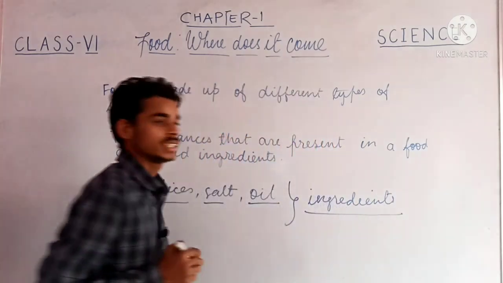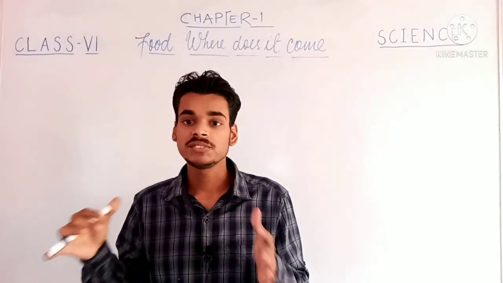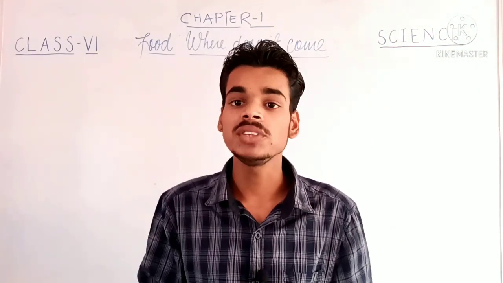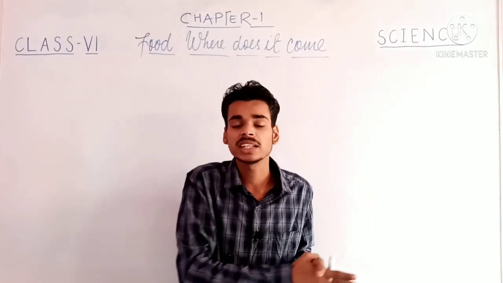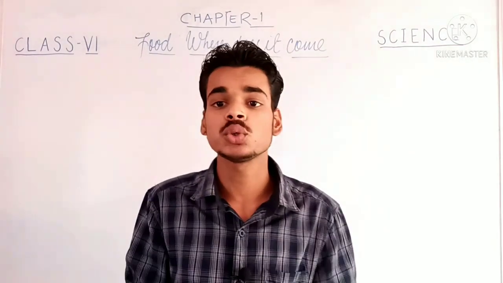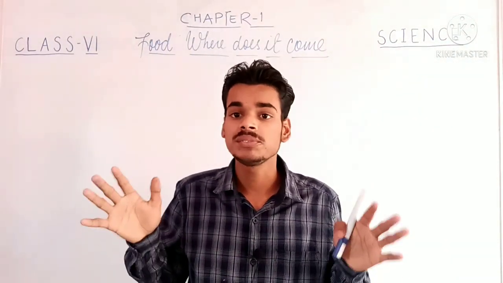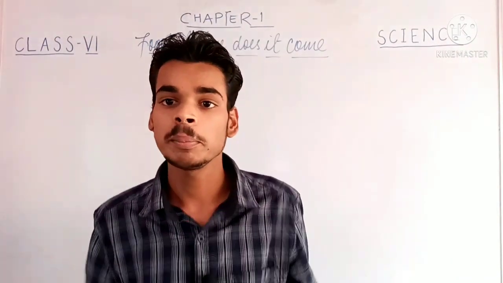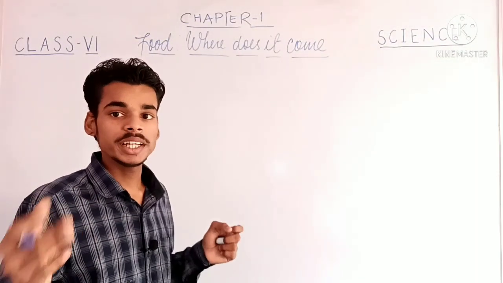Different food materials are obtained from different sources, like the egg we eat is obtained from the hen, and the rice we eat is obtained from plants. So different food materials have different sources, and different plants have different types of edible parts. A plant has two or more edible parts.